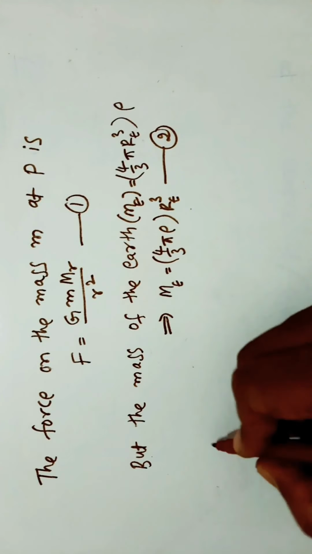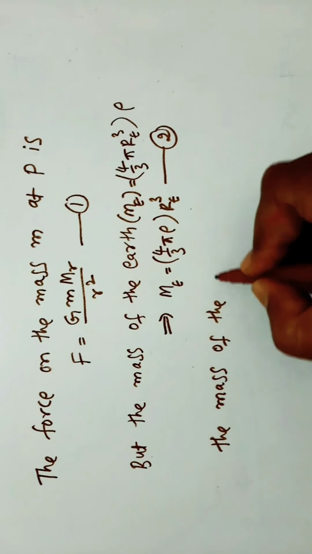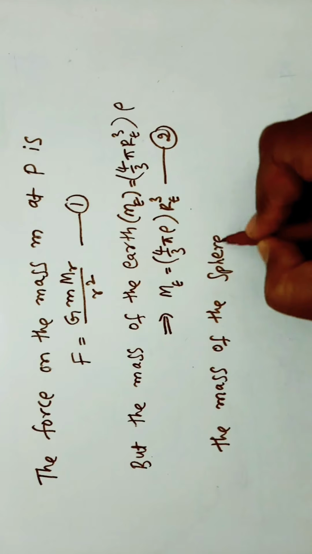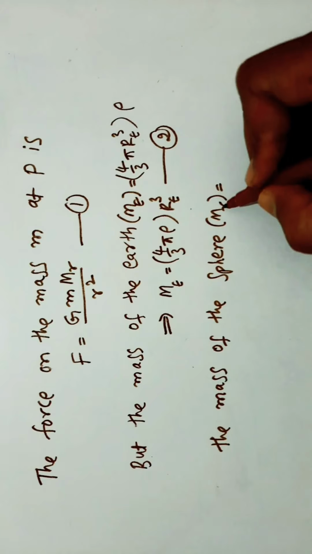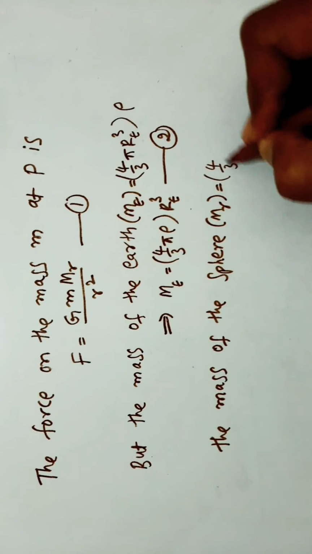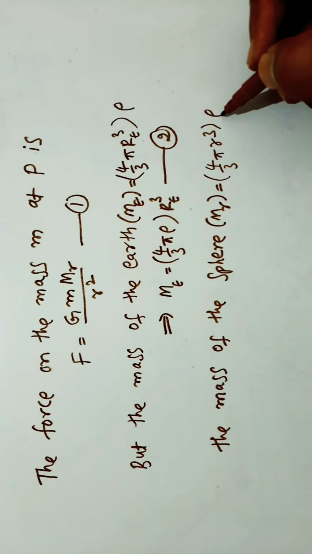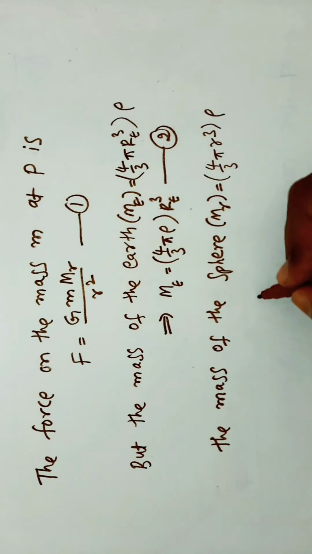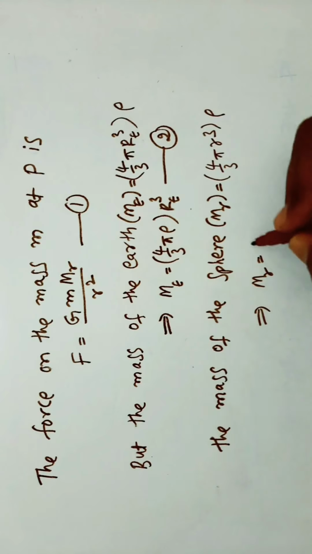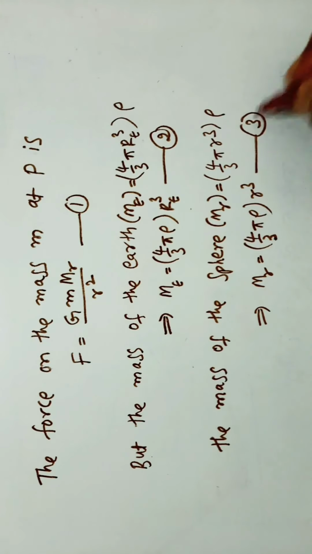The mass of the sphere, Mr, is also volume into density. Here volume is 4 by 3 pi r cube into rho. Earth is uniform, so the sphere and the earth have the same density. So Mr is equal to 4 by 3 pi rho into r cube. Let us take this as equation 3.